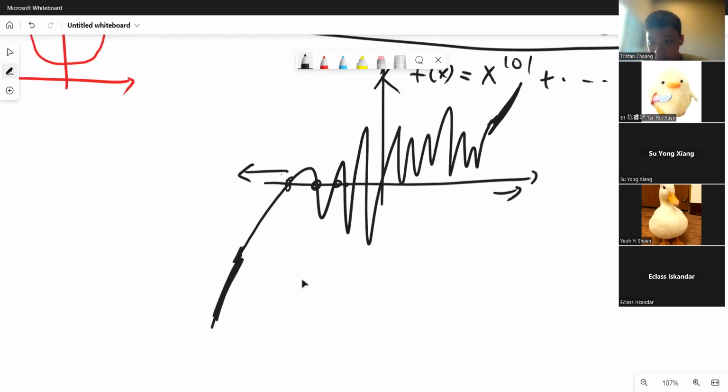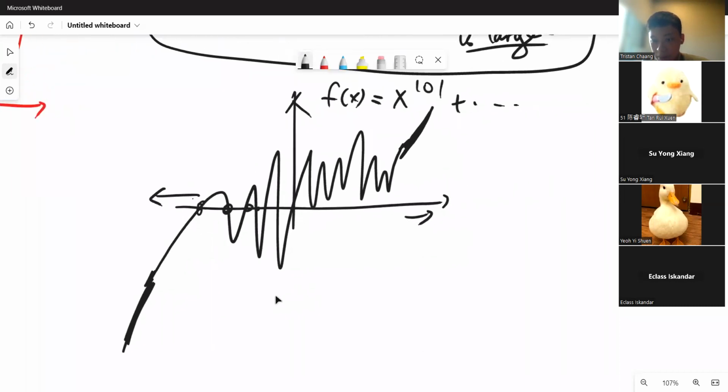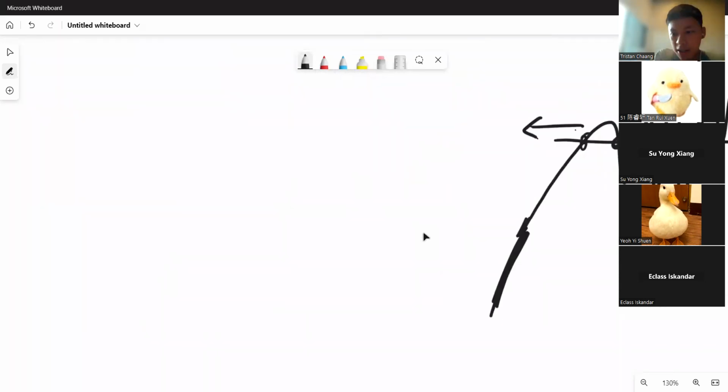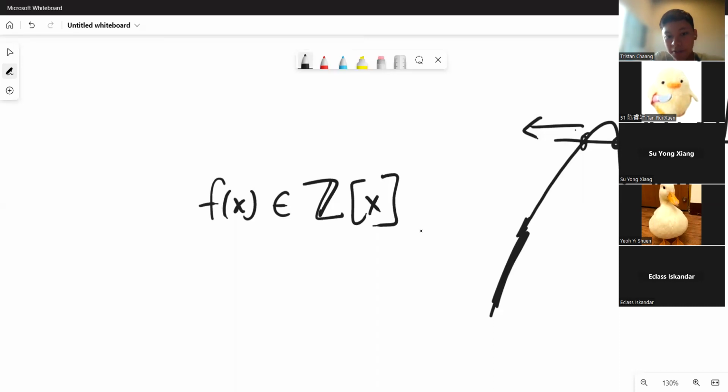If f(x) equals z(x), there must be a rational root. Okay, someone asked a very good question. So I assume that z(x) you mean like this, right? An element of this. So if f(x) is a polynomial with integer coefficients, you said there must be a rational root when the degree is 101.